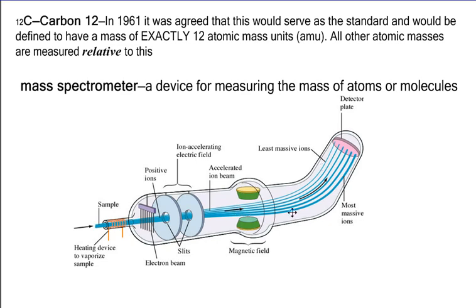The heavier the isotope, the less it is attracted and therefore bent by the magnets. The lighter the element, my apologies, the more massive, the larger the ion, the more it is pulled by the magnets. The lighter the ion, the less it is pulled by the magnets.